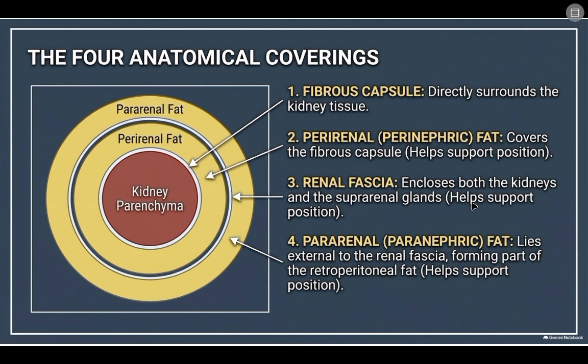The third thing is the renal fascia. The renal fascia surrounds both the kidneys and the suprarenal gland. And the fourth thing is now the pararenal fat. So what does it do? It lies external to the renal fascia, forming part of the retroperitoneal fat. So, straight to the point, the pararenal fat just covers the whole fascia surrounding the kidney.